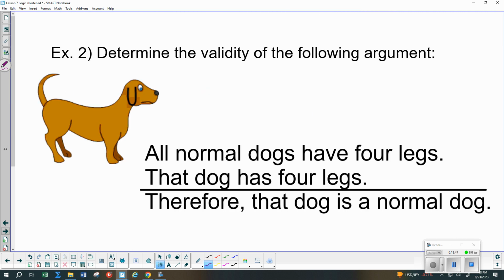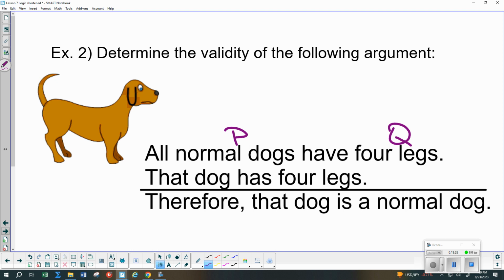Okay. We need to figure out, is this one valid or invalid, and give a reason. All normal dogs have 4 legs. We need to figure out what's P and what's Q. If we wrote that in if-then form, what would that look like, Carson? If it's a normal dog, so that would be P, then it has 4 legs, so that would be Q. 4 legs. Is that the same as P, the same as Q, the same as not P, or the same as not Q? Everybody, 4 legs.